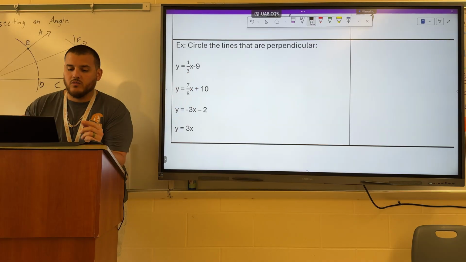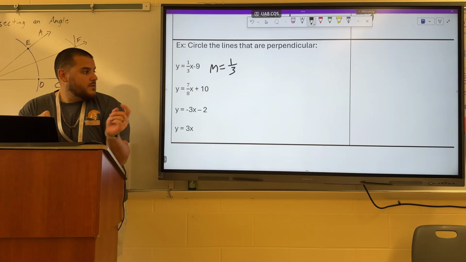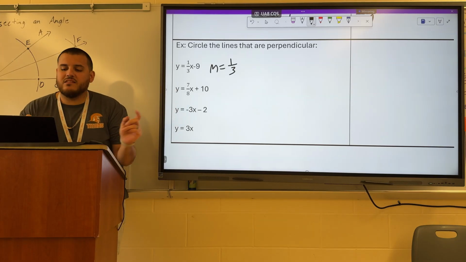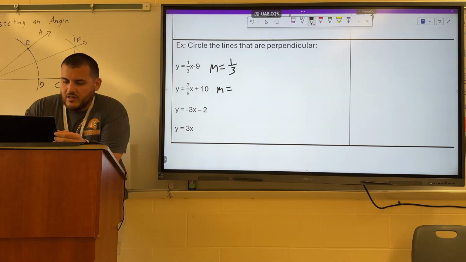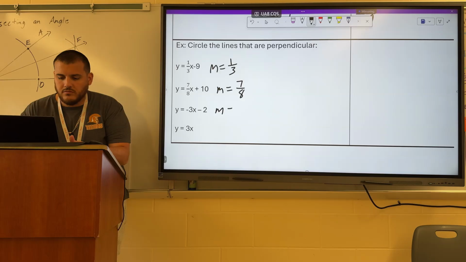So I have y equals 1/3 x minus 9. The slope for that line was just 1/3. The slope for this line, we have 7/8 x. So our slope is 7/8. The slope for this line is -3.